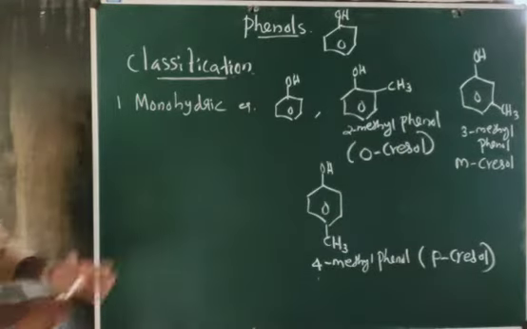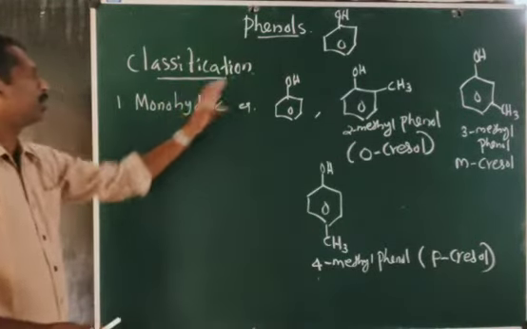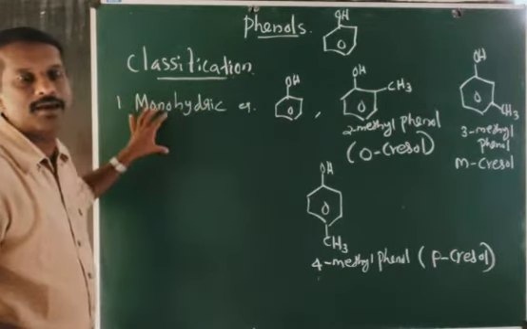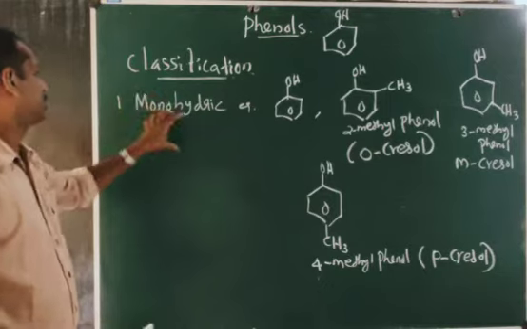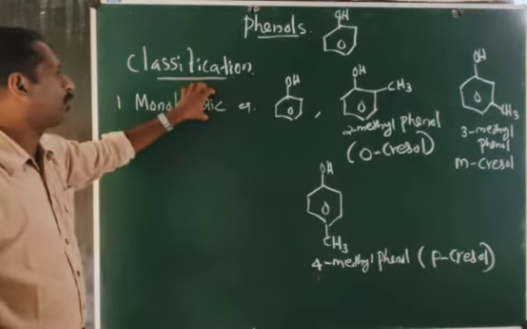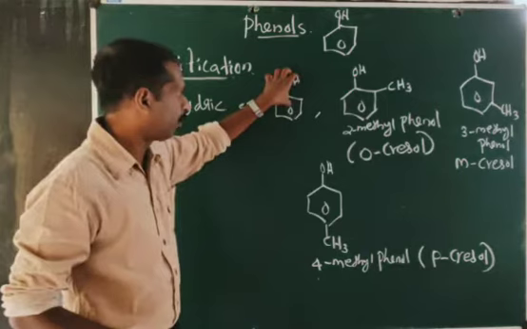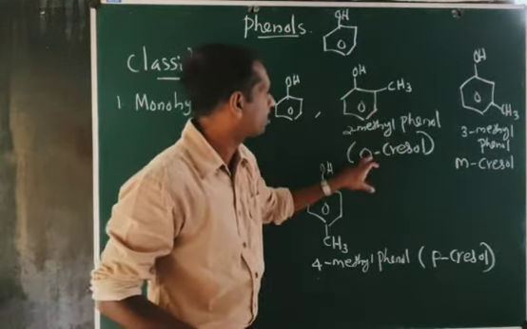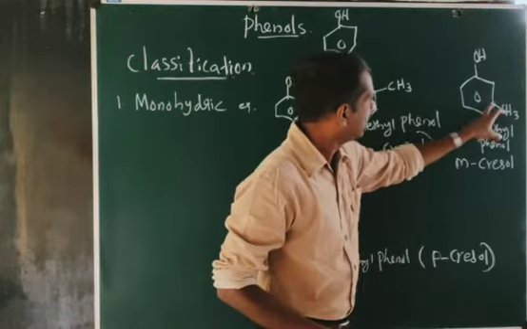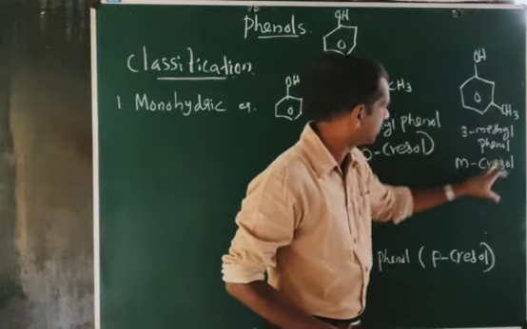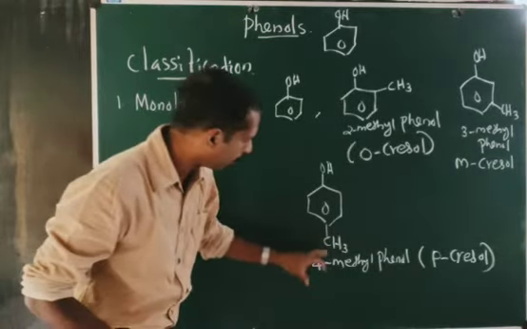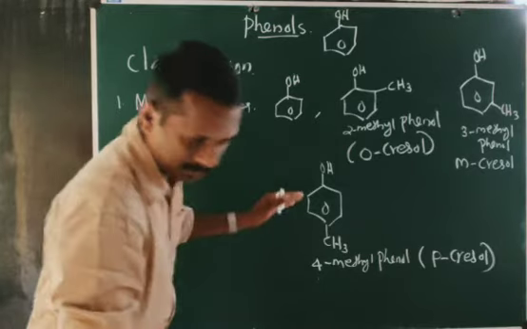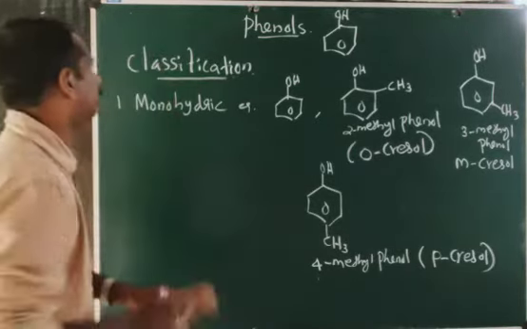This is the first classification of phenols, based on the number of OH groups. First we discuss monohydric phenols. Example is our ordinary phenol. Second is 2-methyl phenol, known as orthocresol. Then 3-methyl phenol, known as metacresol, and 4-methyl phenol, known as paracresol.